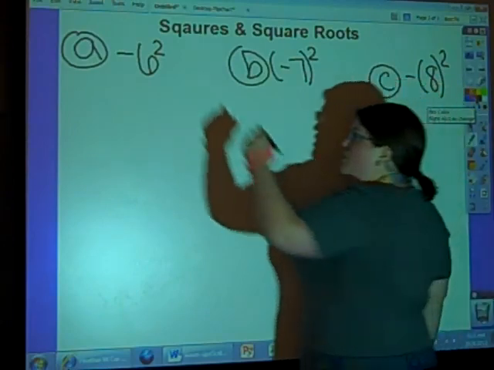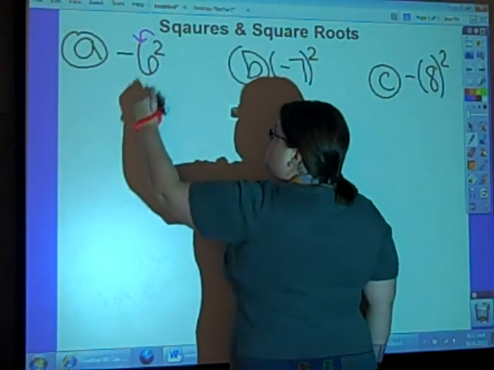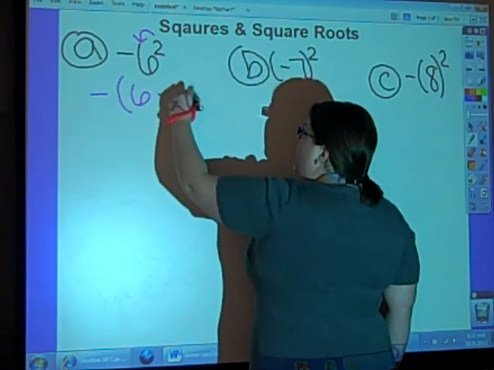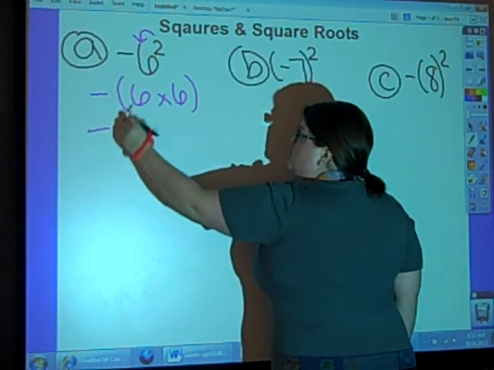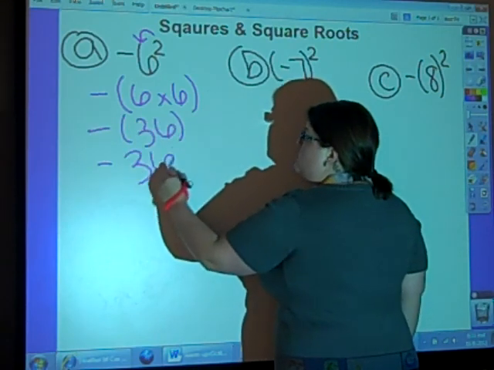Okay, so we're going to look directly at what's next to what's being squared, which is our 6. So we're going to take the opposite. We're going to see our 6 2 times. So we want the opposite of 36, which is going to give us negative 36.